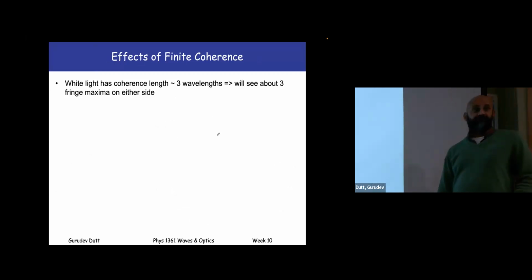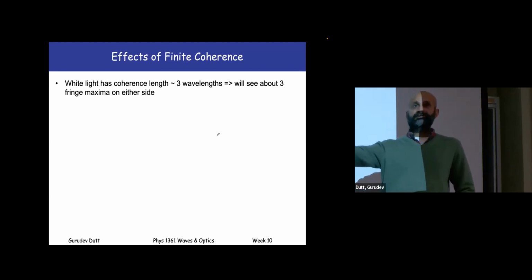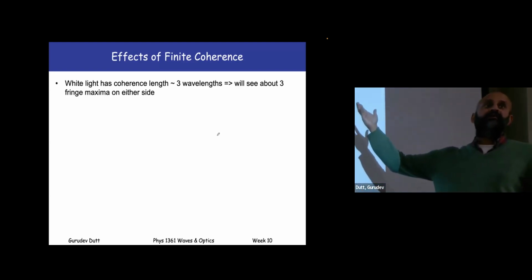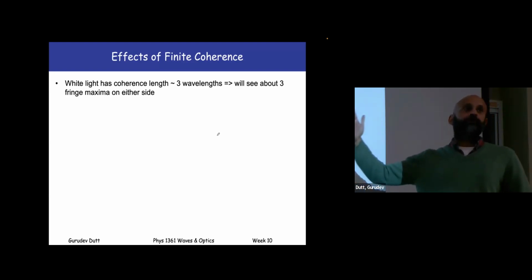Then this is about 3 wavelengths for white light. 3 times the central wavelength of 500 nanometers, so about 1.5 microns. So again, since we are doing everything in terms of wavelength, as we just discussed, when one wavelength fits into the path length difference, you're going to get constructive interference. So since the coherence length is on the order of 3 times the wavelength, you'll see about 3 fringe maxima, basically. That's all you can see.